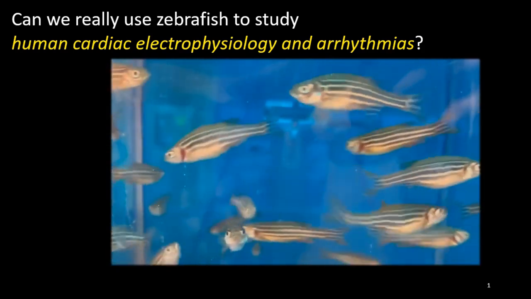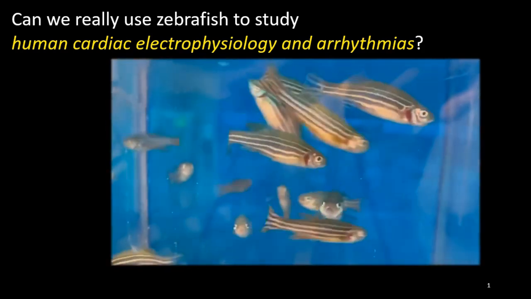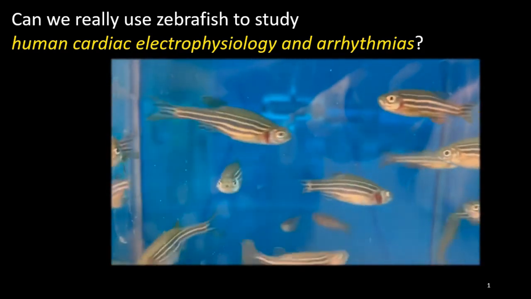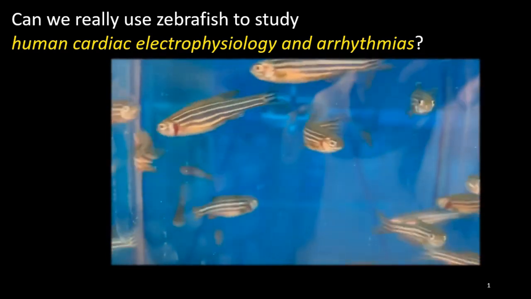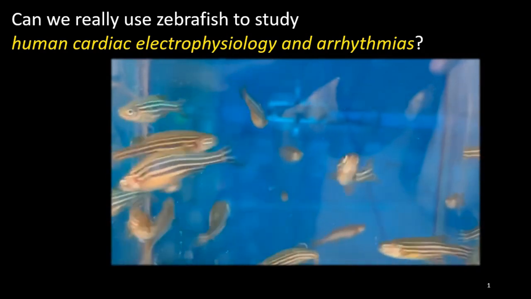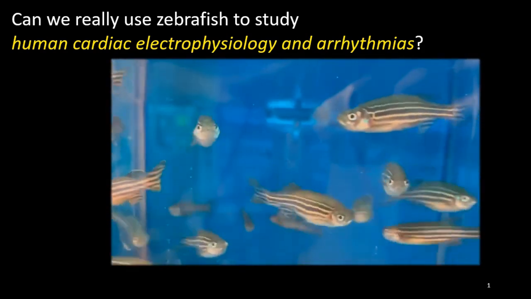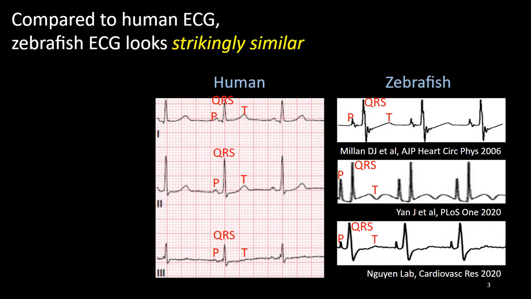Let's face it, in vivo ECG offers the single most practical, economical, if not unique, solution to study in vivo cardiac electrophysiology, and zebrafish is celebrated as a practical, economical, and popular surrogate for human cardiac electrophysiology and arrhythmias. One reason for this popularity is that adult fish and human ECG are purportedly similar.